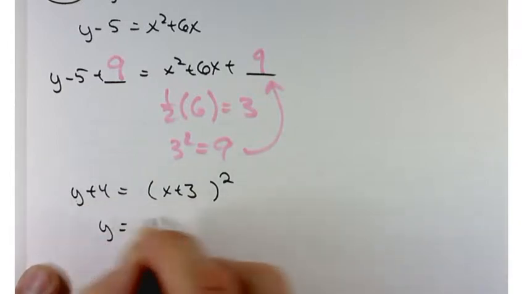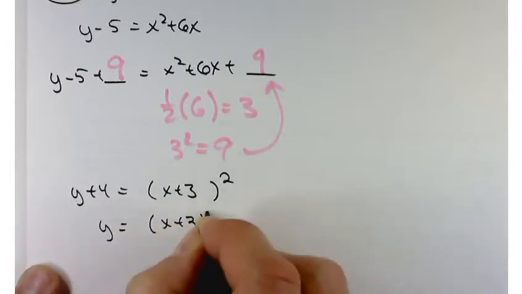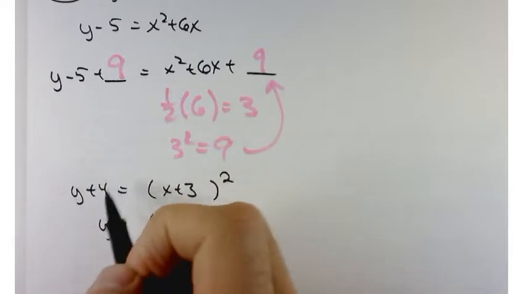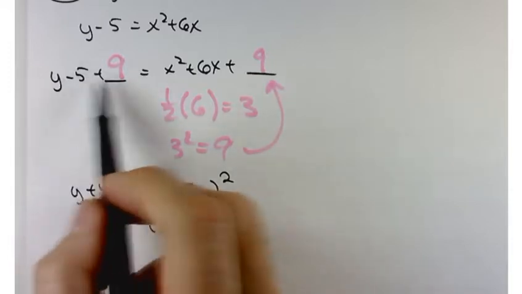Last but not least, let's get y by itself again. So I'll move that 4 to the right-hand side. So there's x plus 3 squared minus 4. Yay. Greg, how'd you go y plus 4 from that? Negative 5 plus 9 gave me the 4. So these are just like terms. I just combined them.